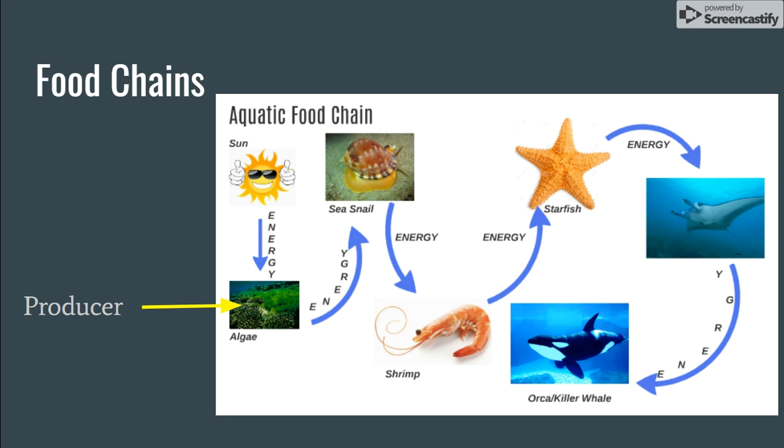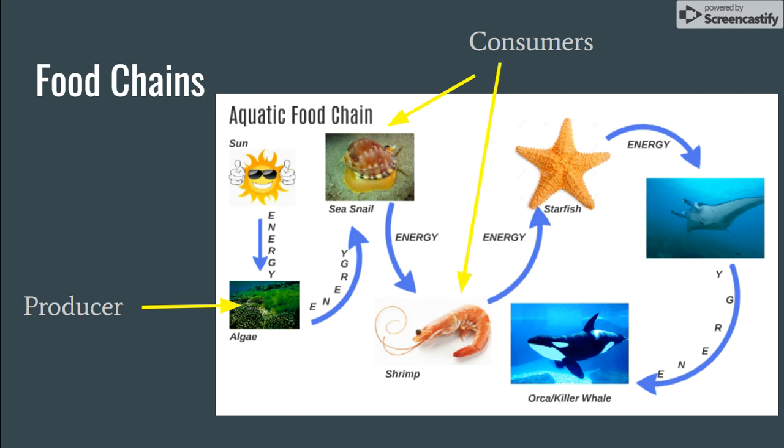We can see this in a food chain. A food chain always starts with the sun because the sun gives its energy to the producer. In this aquatic food chain, the algae is the producer. It requires the sunlight, it requires water, and the carbon dioxide that is in the water to create energy. The producer, the algae, is then eaten by the sea snail. We call the sea snail a primary consumer because it is the first level consumer. It is an herbivore because it is eating the algae.